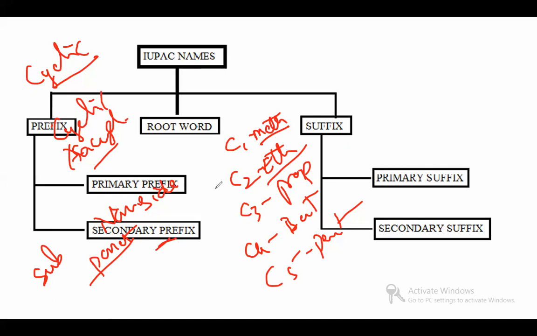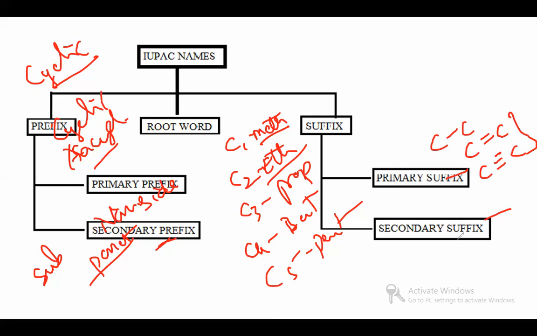The suffix has two parts, primary suffix and secondary suffix. The primary suffix indicates whether the carbon-carbon bond is single, double, or triple: carbon-carbon single bond is saturated, and carbon-carbon double or triple bond is unsaturated. From this we come to know.